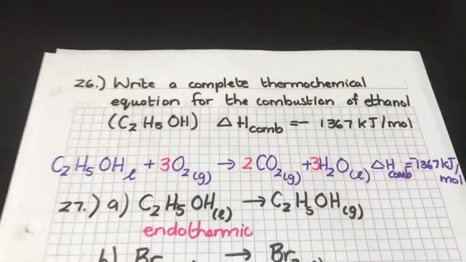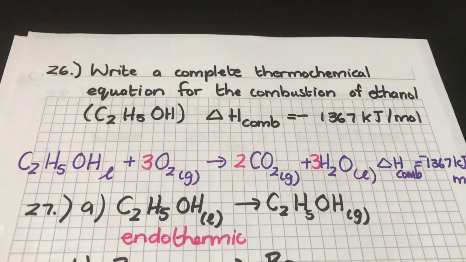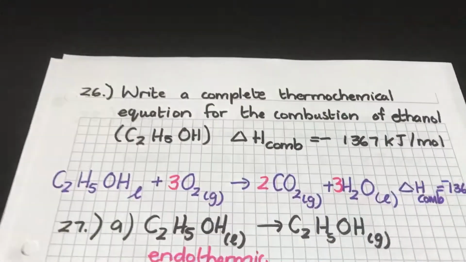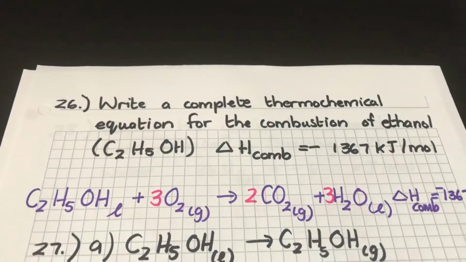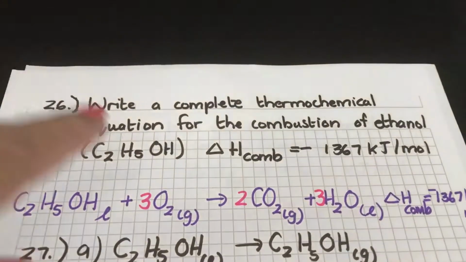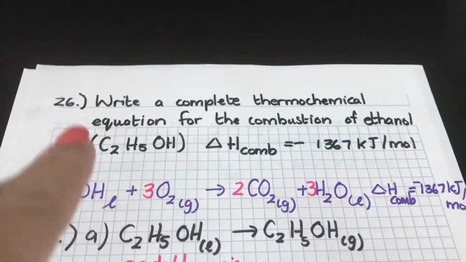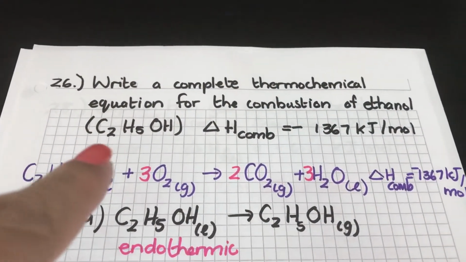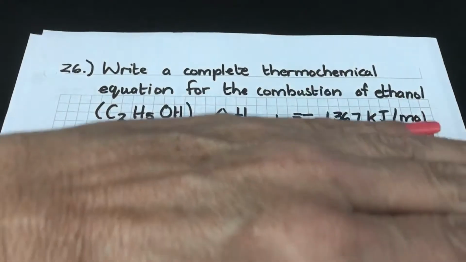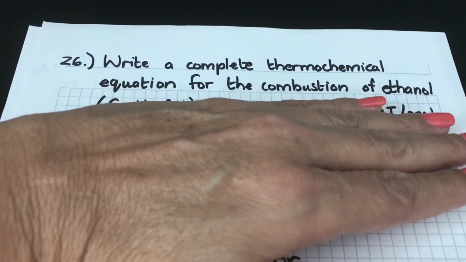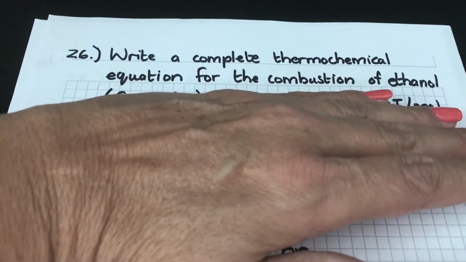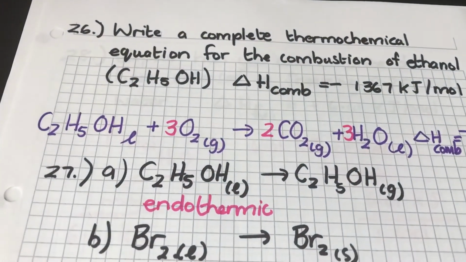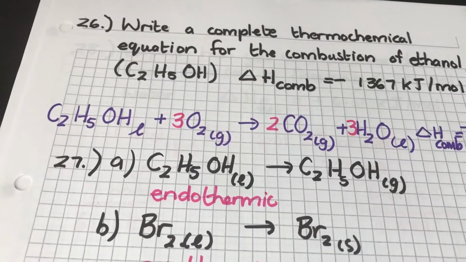Okay, last but not least, we also need to look at how to write a thermochemical equation for a chemical reaction that has taken place. So they say, for example, write a complete thermochemical equation for the combustion of ethanol. If they give you the question just like that, they will have to give you a table with all the values. Now, I went and got these values out of the table for combustion.